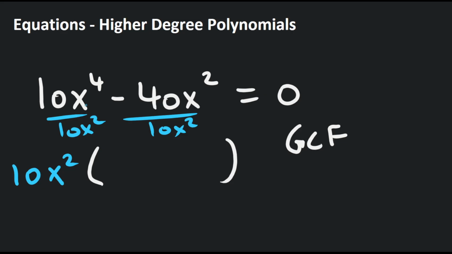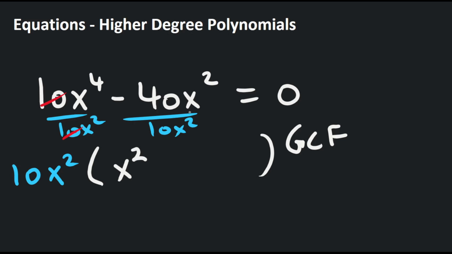So what is 10x to the fourth divided by 10x squared? Well, the 10 and the 10 cancel out. And what's x to the fourth divided by x squared? According to the quotient rule, that is simply x to the power of 4 minus 2, and 4 minus 2 is just 2, so this is just x squared.